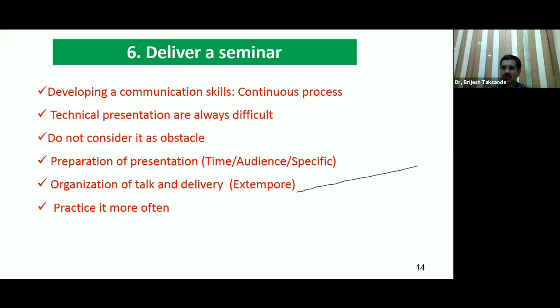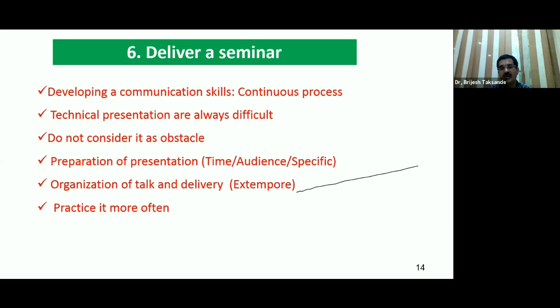Technical presentations are always difficult. Like I told you that presentations are maybe two types, like one which can be given without any preparation, but technical presentation belongs to the second category. They are always difficult, right? So you can talk on anything, like you can discuss cricket, you can discuss films, you can discuss politics, without any end.